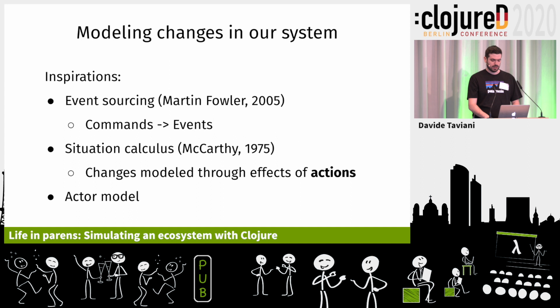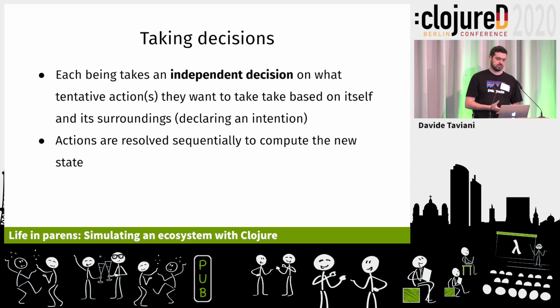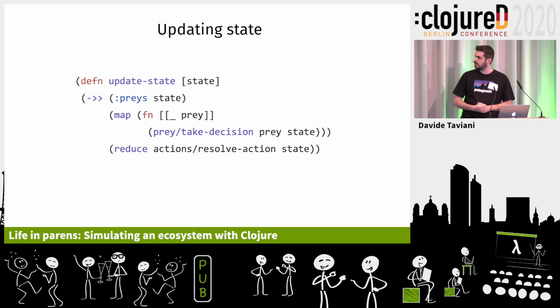So each of our beings will take an independent decision on what tentative action they would like to do each turn. You can even imagine this as a board game, and each creature is deciding what they would like to do. They declare their intention, and then we take all these intentions, resolve them sequentially, and compute the new state. So actually our update state function looks like this. We have our preys, and we map the function take-decision, and then we simply feed it into a reducer, which uses the state, as you can see, as the initial state.